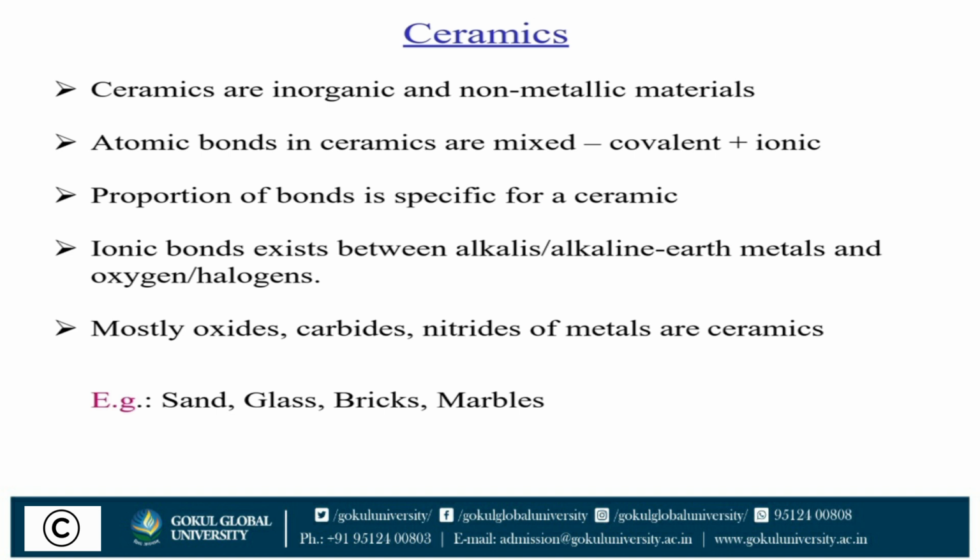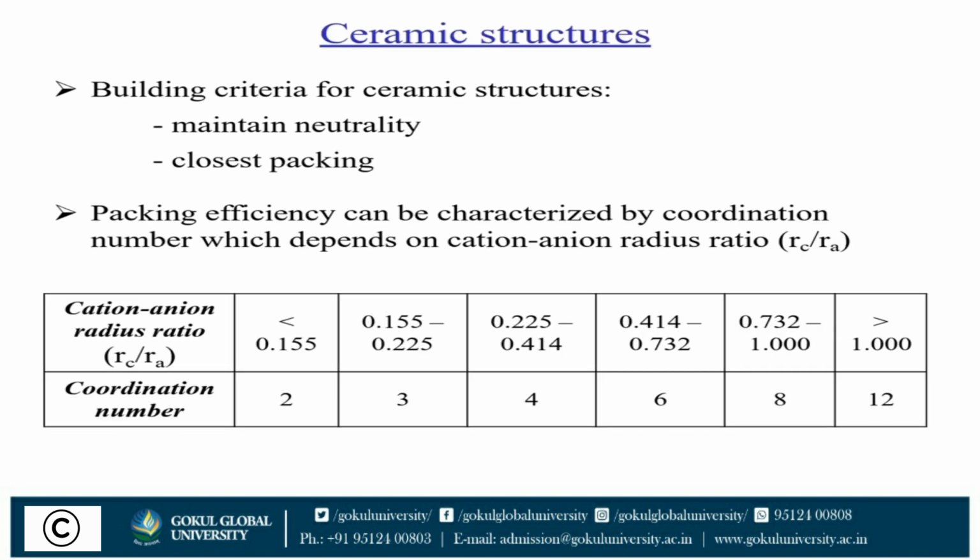Ceramics are inorganic and non-metallic materials. Atomic bonds in a ceramic are a mix of covalent bonds as well as ionic bonds. The proportion of the bonds is specific to the ceramic. Ionic bonds exist between alkali or alkaline earth metals and oxygen and halogens. Mostly oxides, carbides and nitrides of metals are ceramics, like sand, glass, bricks and marble. The ceramic structure is built on criteria of maintaining neutrality, and packing.